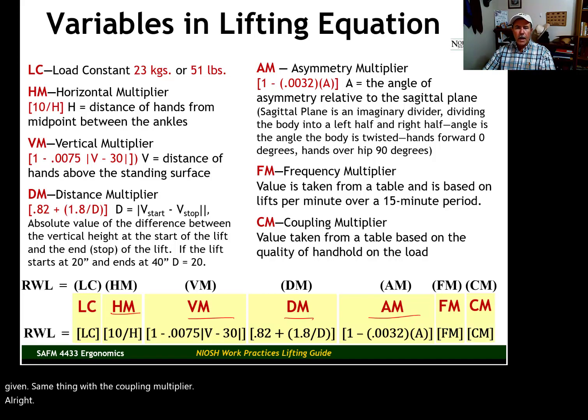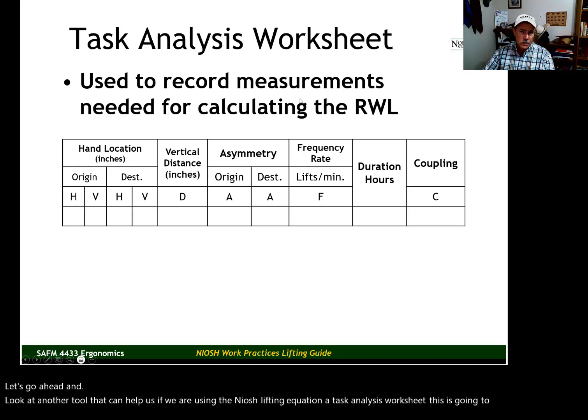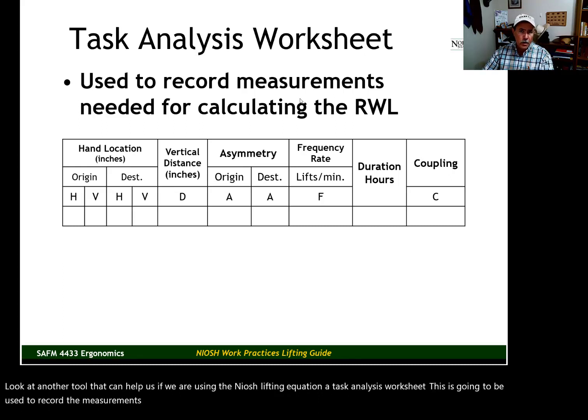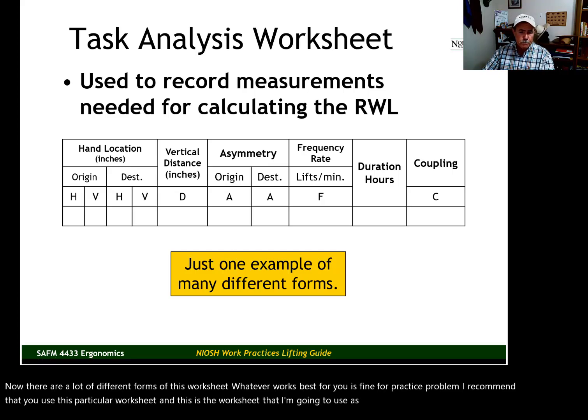All right. Let's go ahead and look at another tool that can help us if we are using the NIOSH lifting equation, a task analysis worksheet. This is going to be used to record the measurements needed for calculating the recommended weight limit. Now, there are a lot of different forms of this worksheet. Whatever works best for you is fine. For our practice problem, I recommend that you use this particular worksheet. This is the worksheet that I'm going to use as I go through a sample problem.